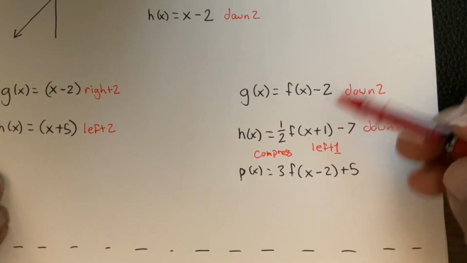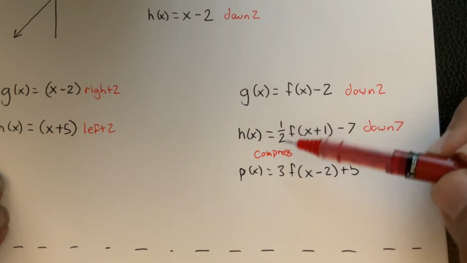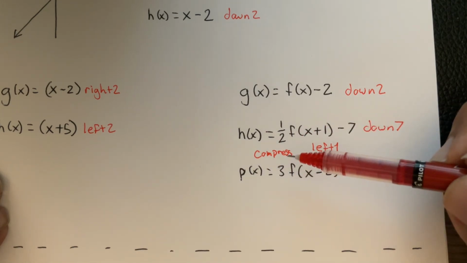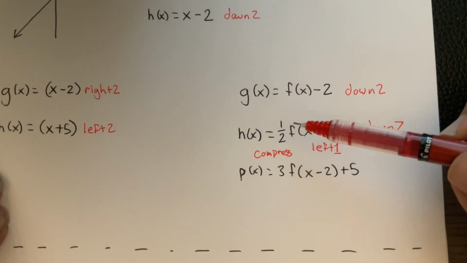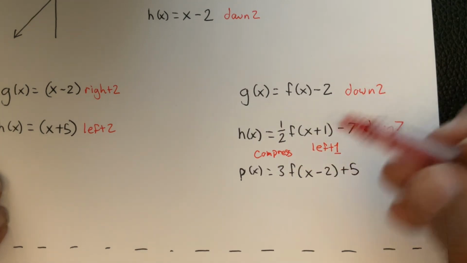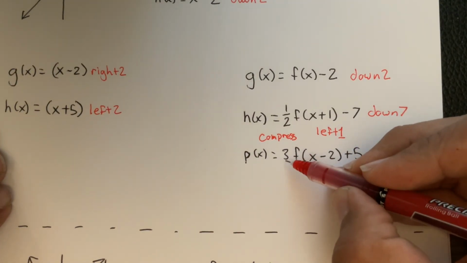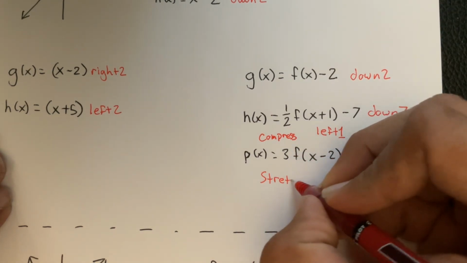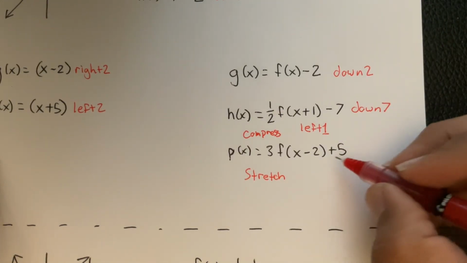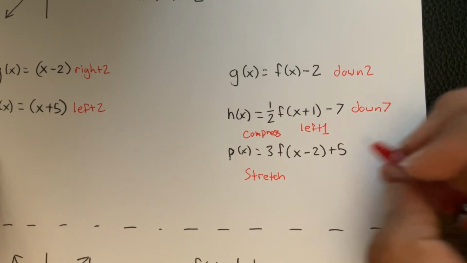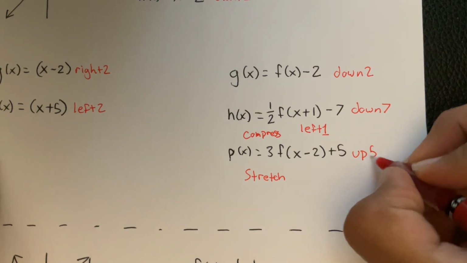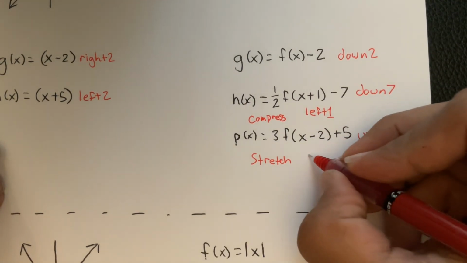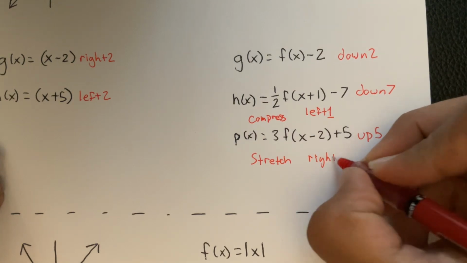Okay? When you're multiplying by something that is less than 1, you must compress. If it's less than 1, you compress. If you're multiplying by something more than 1, so here we're multiplying by 3, this would be a stretch. Here we're adding 5 on the outside, so that would be up 5. And then the minus 2 inside of the parentheses means right 2.